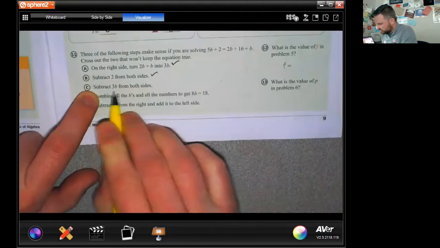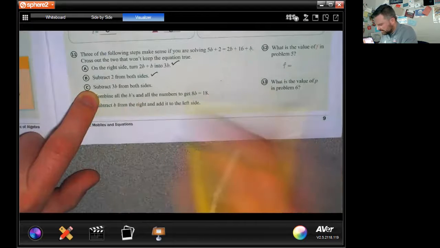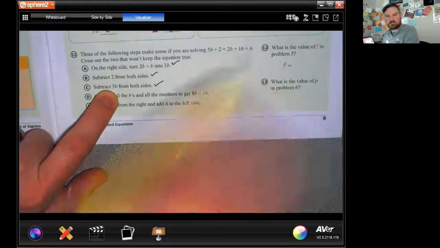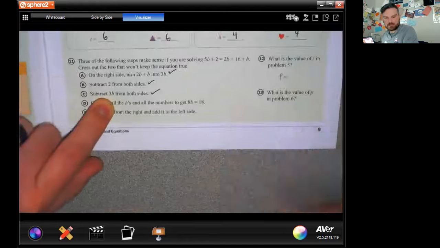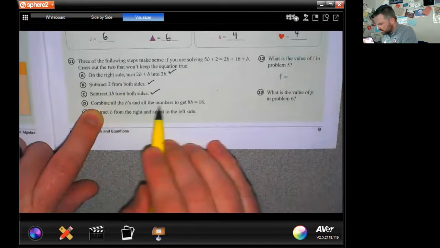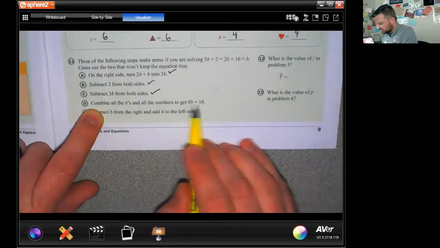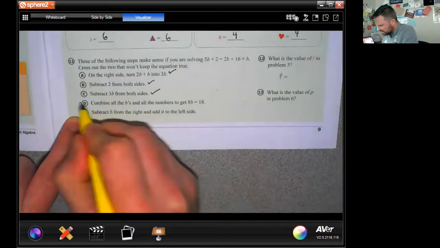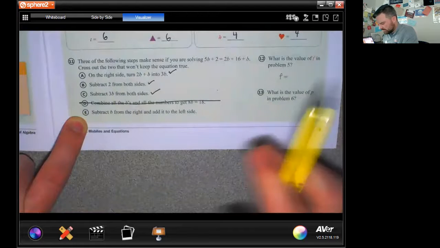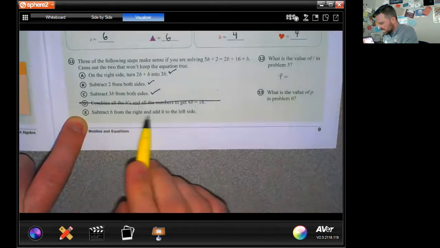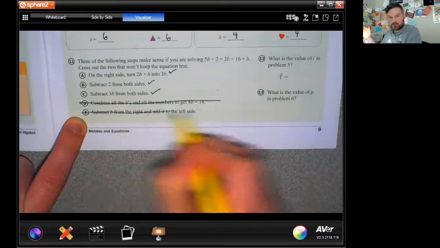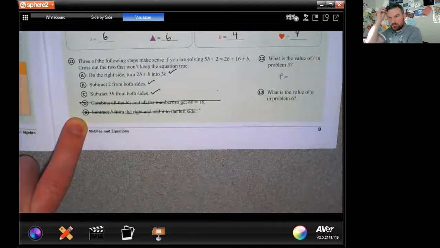Subtract 3b from both sides. Yep, I could do that. Even if 3b wasn't in here, you could still subtract the same thing or add the same thing to both sides. Combine all the b's and all the numbers to get 8b equals 18. And you cannot just combine everything and pick what side it goes on. Subtract b from the right and add it to the left side. You cannot do that. If you subtract it from the right, you have to subtract it from the left as well.